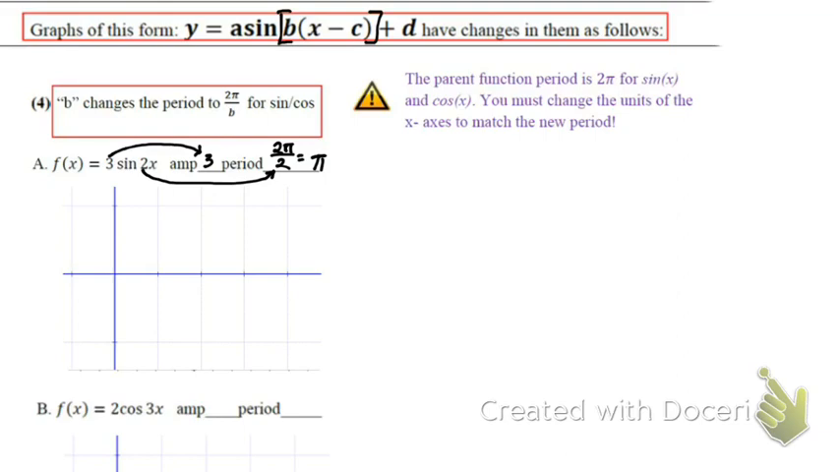I'm going to show you kind of a shortcut to do this. So this is my little shortcut to making your life a little easier. All right, step 1 is find the period. We already did that.